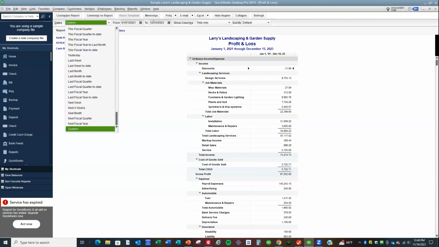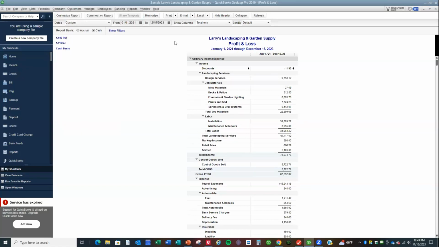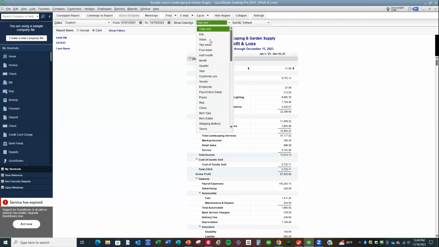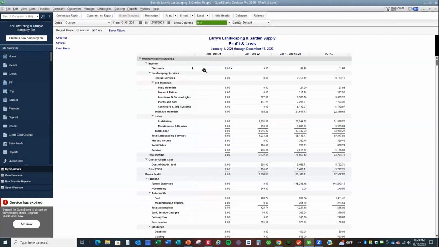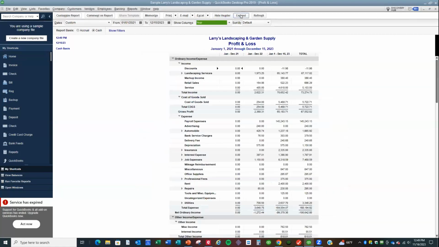You can plug the dates in just the way I did. I could say I want basically 2.5 years' worth of stuff. And if I change it from total only to year, and I collapse this, as you can see, there was nothing in there for 21, but I can see each of the years if I want to see a trend of where I'm going.